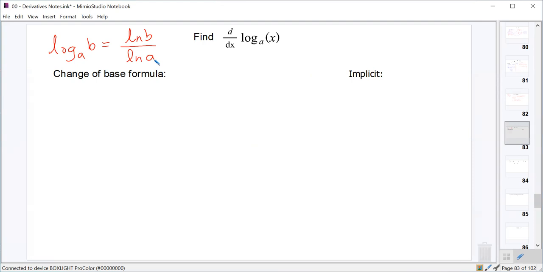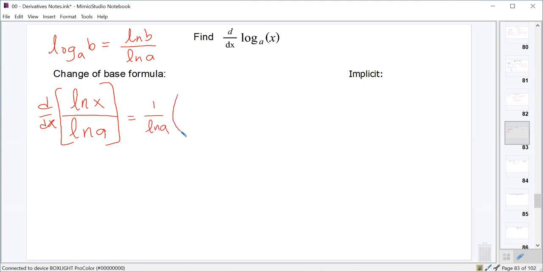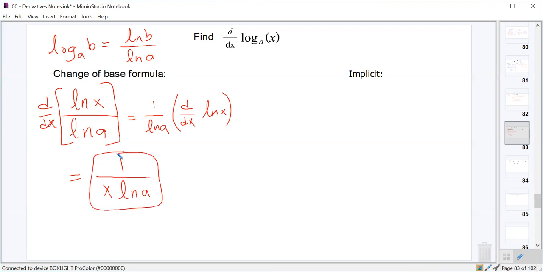So if we were to use the change of base formula here, that would just give us natural log of x over natural log of a. Well, if we want the derivative of that, we have to think about what natural log of a is. Natural log of a is just a constant. So really what this is telling me is, what is the derivative of natural log of x times some constant? Well, the derivative of natural log x is 1 over x. So this just ends up being 1 over x ln of a. And that is going to be our rule for how we find a derivative of log base a of x.